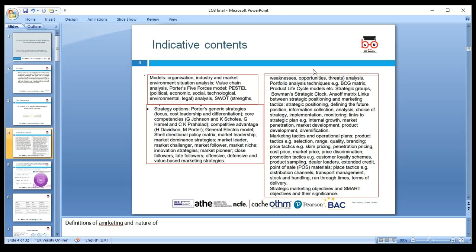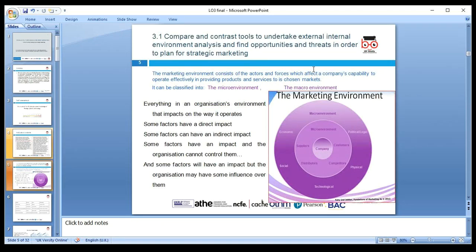So that's the indicative content which we'll go through, and we cover most of the things in the other unit as well, which is Unit 1, the contemporary issue. Here we're looking at Unit 2, which is challenges in contemporary issues, within that, strategic marketing. Today's lesson will go through 3.1, the assessment criteria for learning outcome 3: compare and contrast the tools to undertake external and internal environmental analysis.